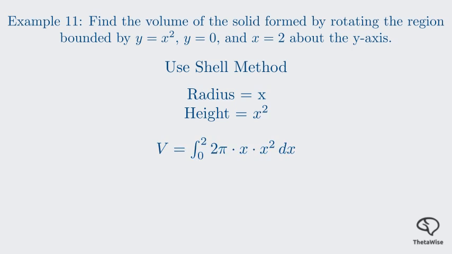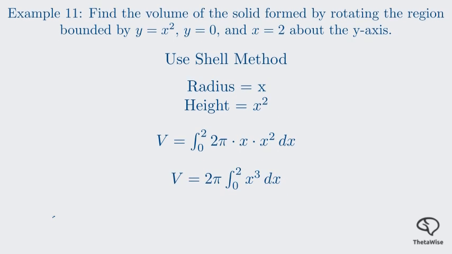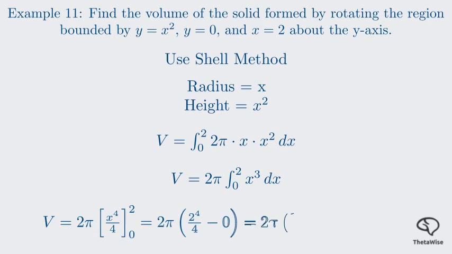Simplifying the integrand, we get 2 pi times the integral of x cubed dx. This is 2 pi times the integral from 0 to 2 of x cubed dx. Now we evaluate the integral. The integral of x cubed is x to the 4th over 4. Evaluating from 0 to 2 gives 2 to the 4th over 4, which is 16 over 4, or 4. So the volume is 2 pi times 4, which is 8 pi.